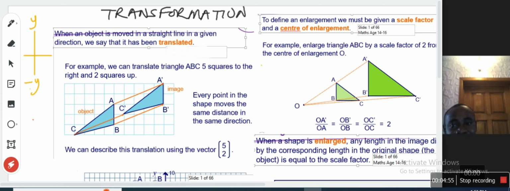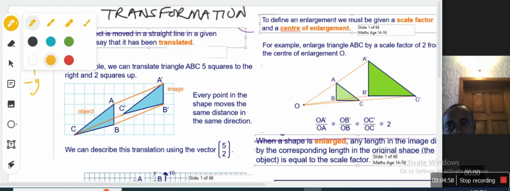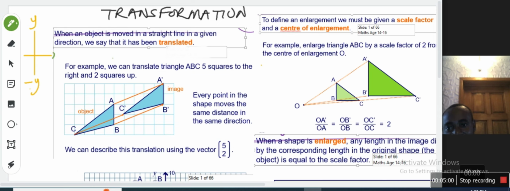Now also for x, you have positive x to the right, negative x to the left. Sorry, that space is not enough for me to write it. But I think you understand what I mean. For horizontally, positive x to the right, negative x to the left. For vertically, positive y up, negative y down. So how are we moving this one?